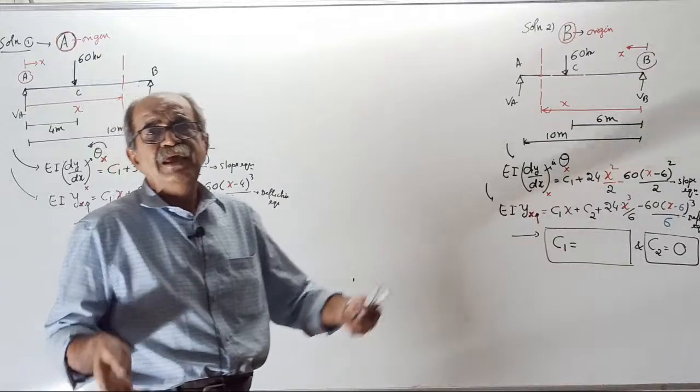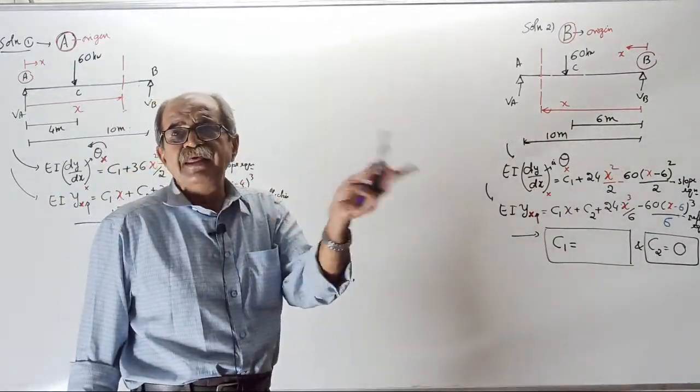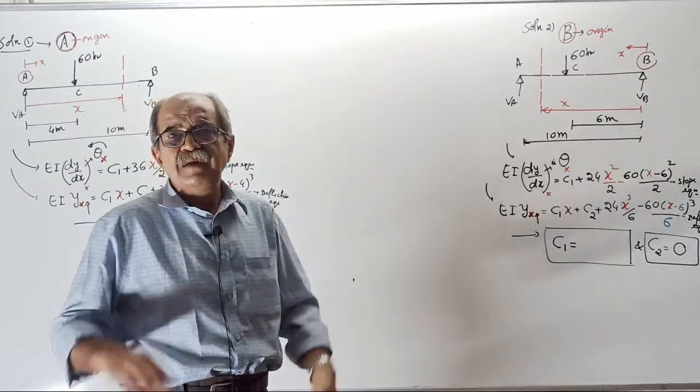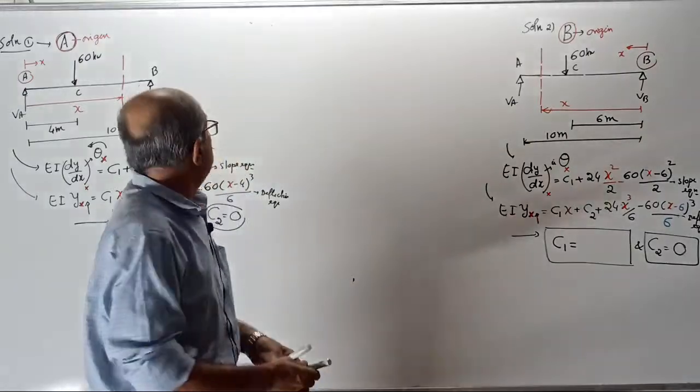That is very simple. Why? Maximum slope is at the supports. Symmetry means both are equal. Unsymmetry means different. Among the two, whichever is higher is the maximum. The critical one is the maximum deflection.